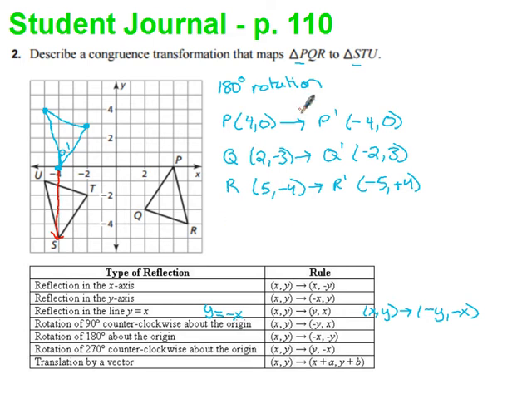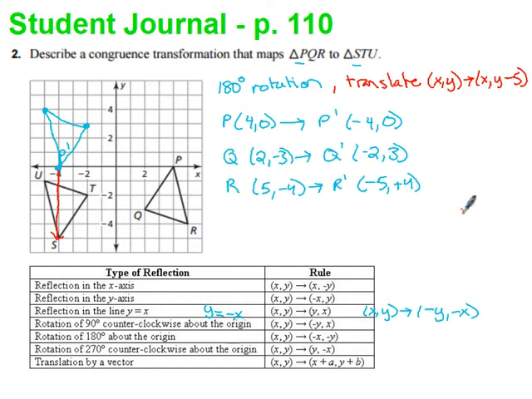So it's a 180-degree rotation, and it is translated 5 units down. And I'm just going to go ahead and write the rule, and I'm just going to put that x stays the same and y is -5. So this movement is a composition of a 180-degree rotation and a translation of 5 units down.